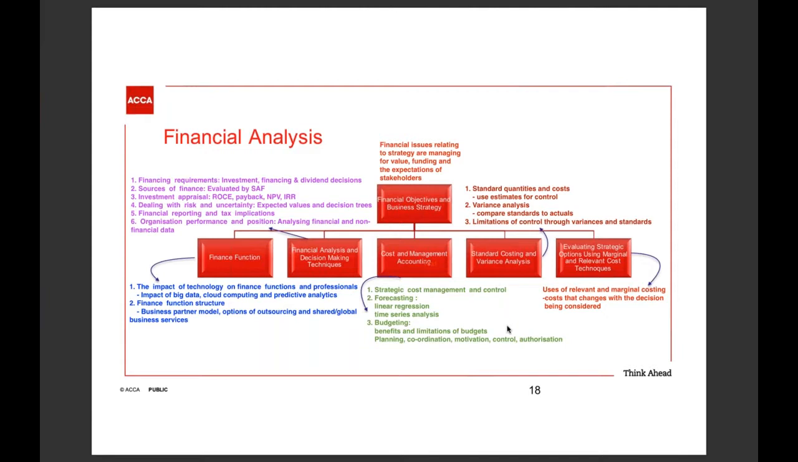When it comes to financial objectives under financial analysis, you need to understand the relationship between the financial objectives and business strategy. The reason being, for you to pursue your strategy, definitely you need funding, and of course you need to find the right source of funding. At the same time, in the context of the technological era, there are a lot of changes that may affect the way finance functions.